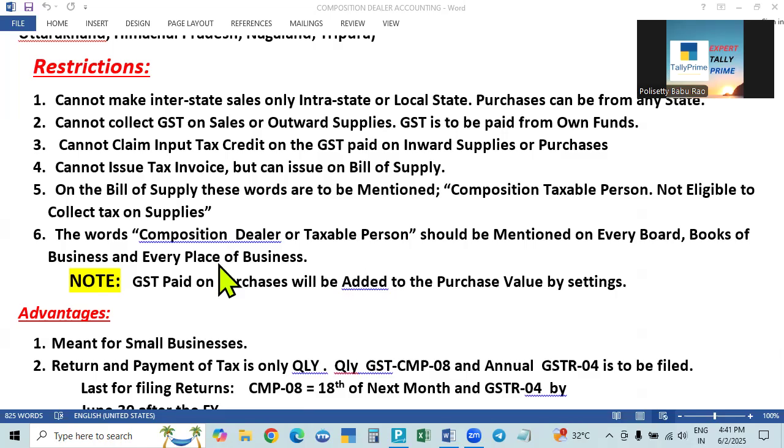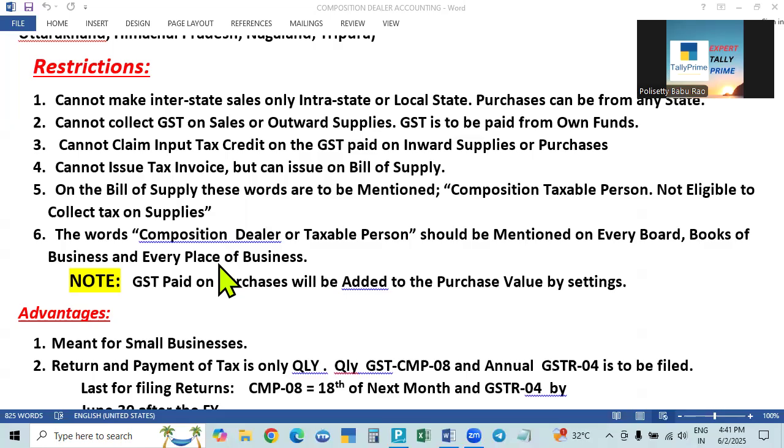So in the case of regular persons, the taxable value is different and the tax is different. That tax we will get back in the shape of ITC. But here we are not getting ITC. That is why we have to create it as indirect expense, and the tax paid, he will collect and he will pay to the government.